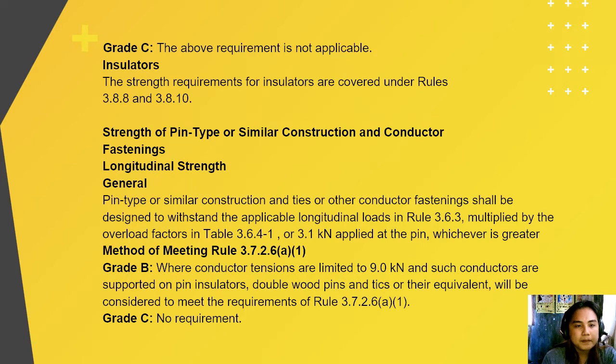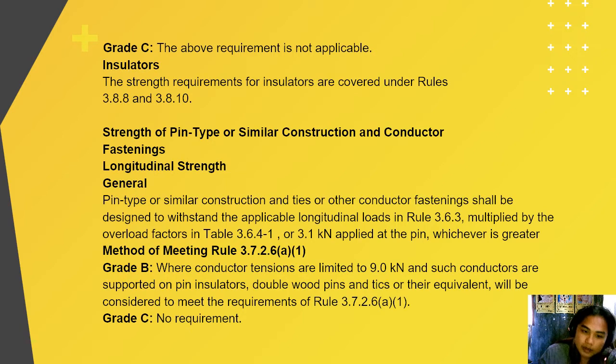So, insulator. The strength requirements for insulators are covered under the rules. Strength of pin type or similar construction, conductor fastening, longitudinal strength, general: pin type or similar construction and ties or other conductor fastening shall be designed to withstand the applicable longitudinal loads in Rule 3.6.3, multiplied by the overload factors in Table 3.6.4-1, or 3.1 kilonewton applied at the pin, whichever is greater.